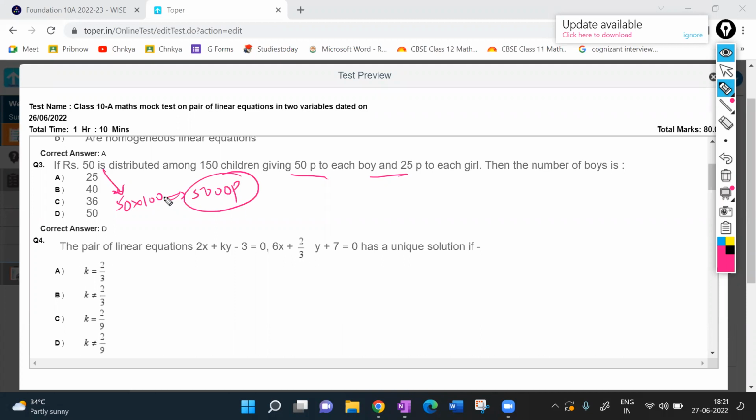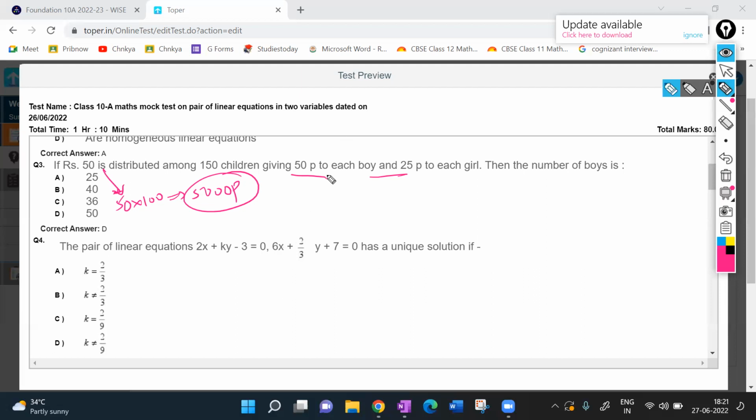One second, guys. It is not opening from my side. Yeah. Now it is okay.